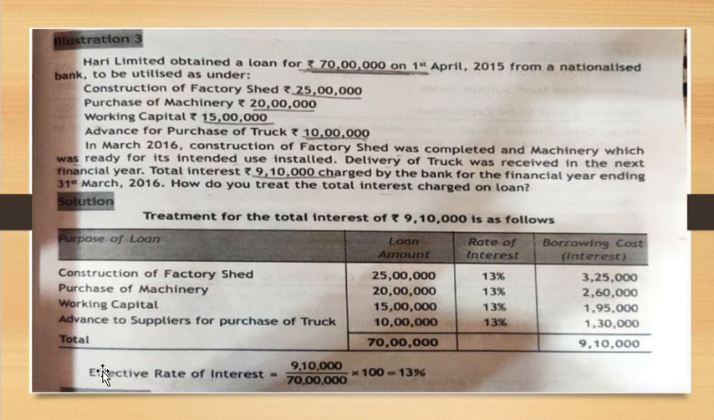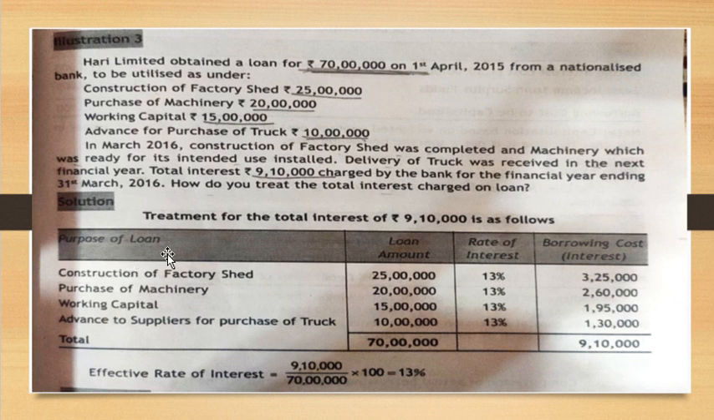How to calculate: effective rate of interest is equal to interest amount divided by the total loan amount. What is the interest as per the question? 9 lakh 10,000. And what is the total loan amount? 70 lakh. So interest divided by total loan amount: 9 lakh 10,000 divided by 70 lakh into 100 will give you 13%. So 13% is the interest rate which is charged on the loan you have taken, which is for 70 lakh. So how are you going to show it?